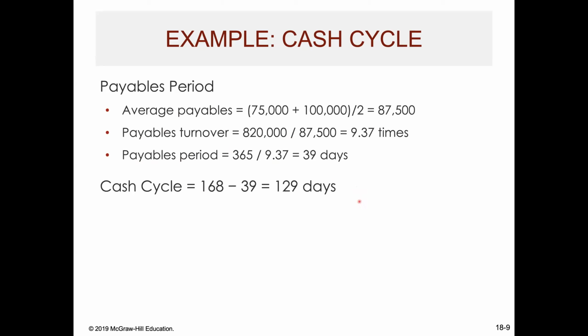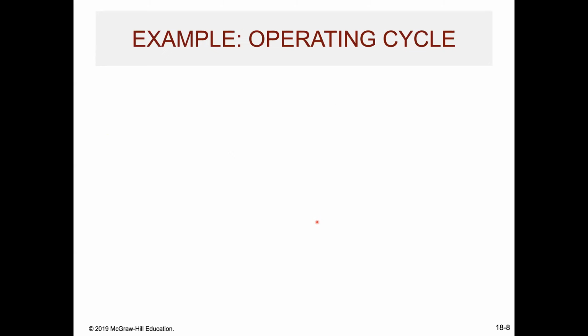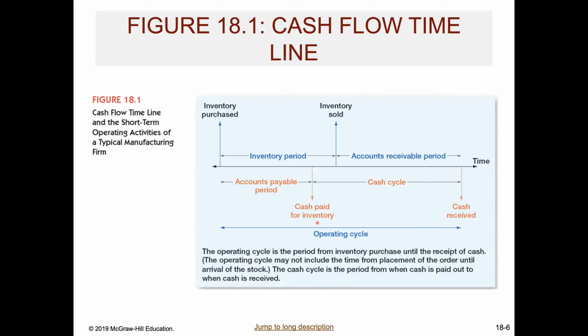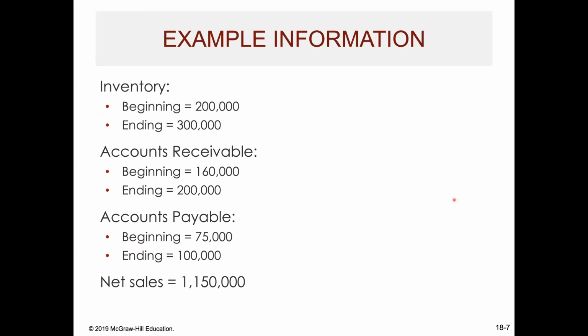So what does this tell us? That our cash conversion cycle takes 168 minus 39, so 129 days. So that's from the time that we pay for the materials until the time that we receive cash for those sales. Okay, so let's go back just so you can see that. So the cash cycle is from the point we pay for our inventory to the point that we receive cash for that. Okay.